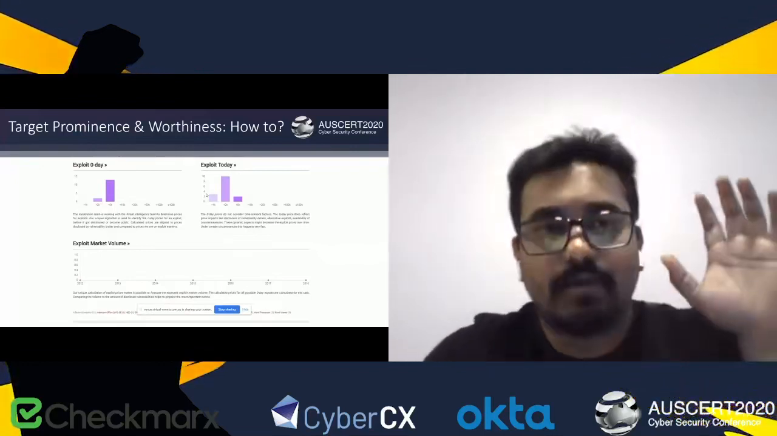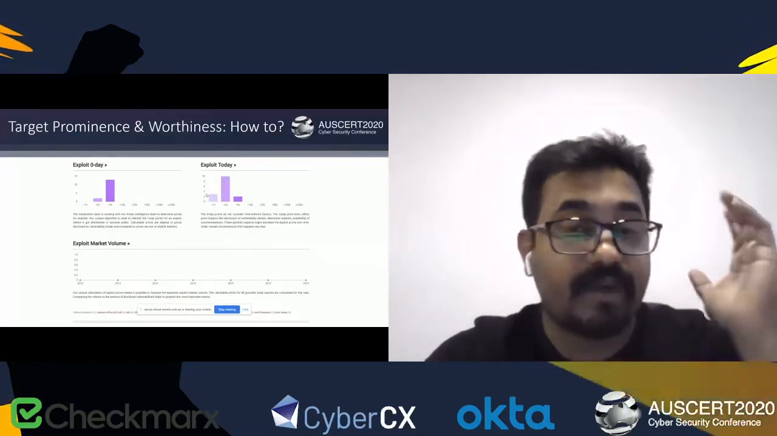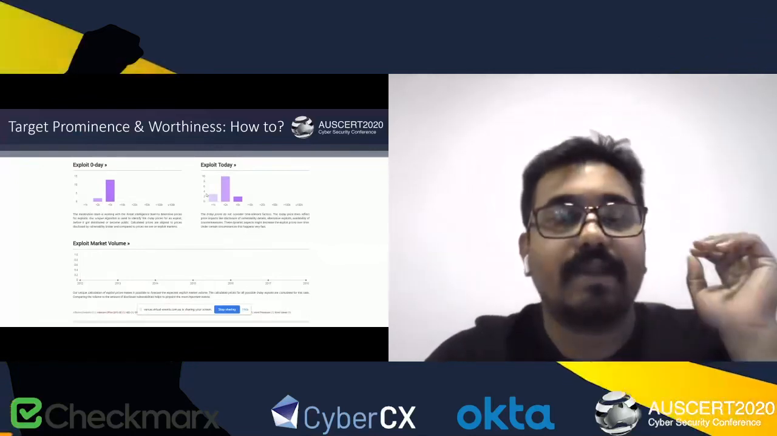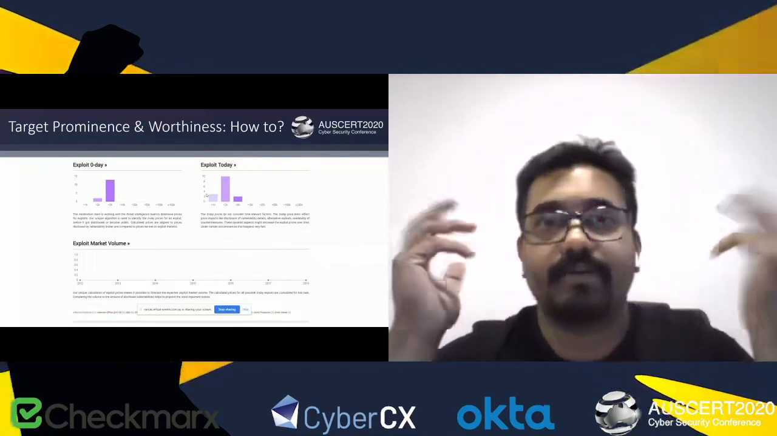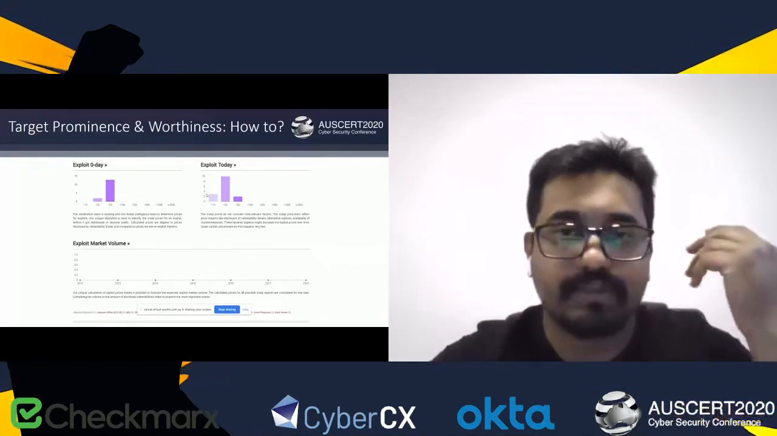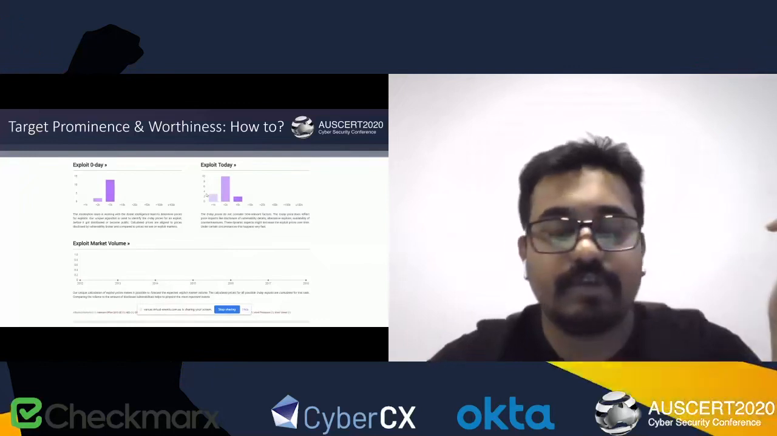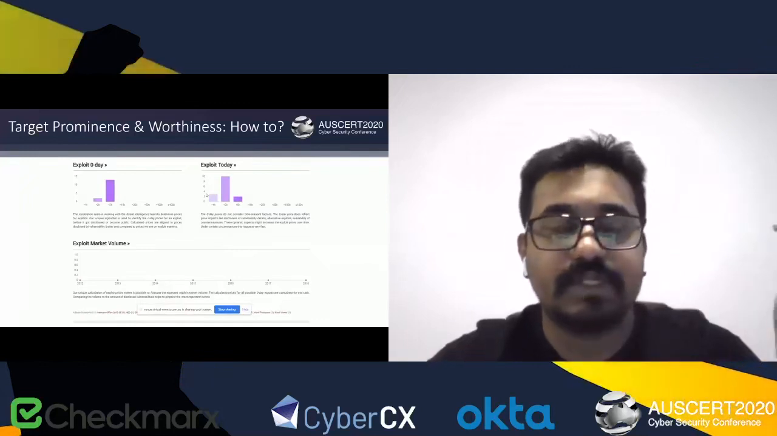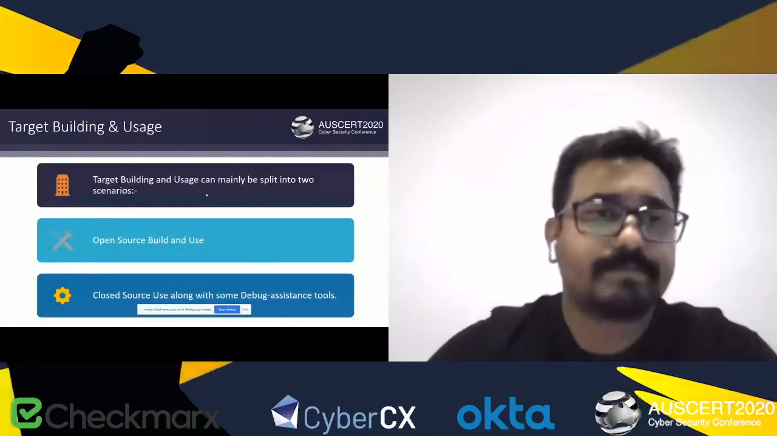So we saw what applications we want to target, where do we find recent 0-day vulnerabilities, and then we can go into target building and usage. So today there are only two kinds of software. One is open source and one is closed source. For open source, you can use different kinds of methods to build your application. For closed source, you just have to use debug assistance tools to test your application. So we'll just go into that.